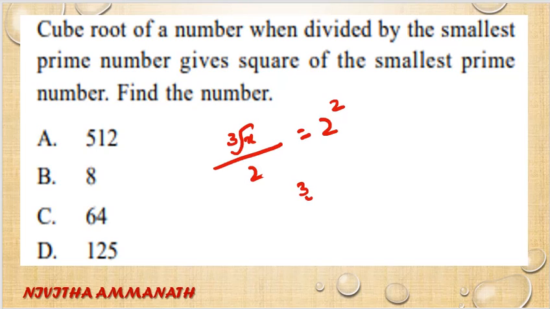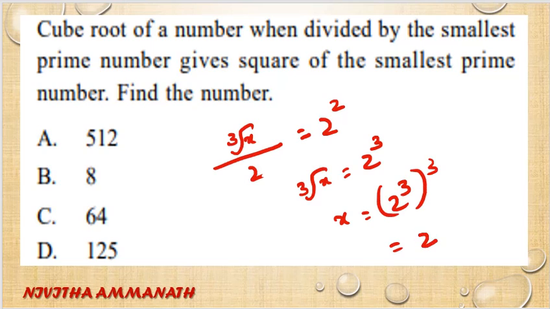Here cube root of x equal to 2² into 2, that is 2³. So we have to cube both sides, then x equal to (2³)³, that is 2⁹. 2⁹ is the same as 512. So which is the correct option here? A is the correct option. Next question.